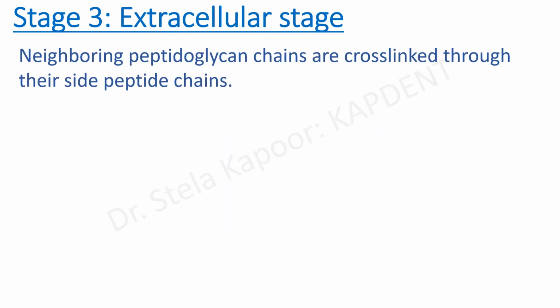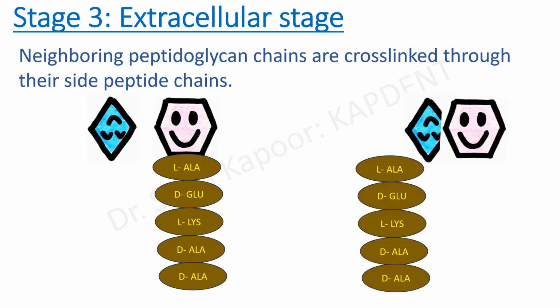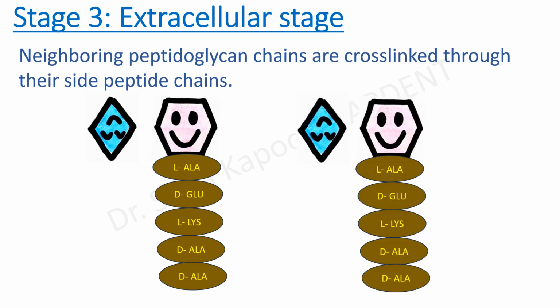The third stage is the extracellular stage. The molecules, or our building blocks, are not yet bonded. So for the cell wall to become even stronger, cross links are established between the neighboring peptide chains. This is similar to laying cement between the bricks for it to become stronger. This process of cross-linking is catalyzed by the enzyme transpeptidase.